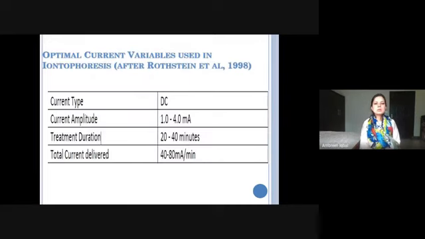Next is the type of current you are going to use. In this case it is obviously direct current, used with a current amplitude of 1 to 4 milliamperes. The duration is usually 20 to 40 minutes. So the total drug delivery is 40 to 80 milliampere-minutes. You are going to deliver the drug.